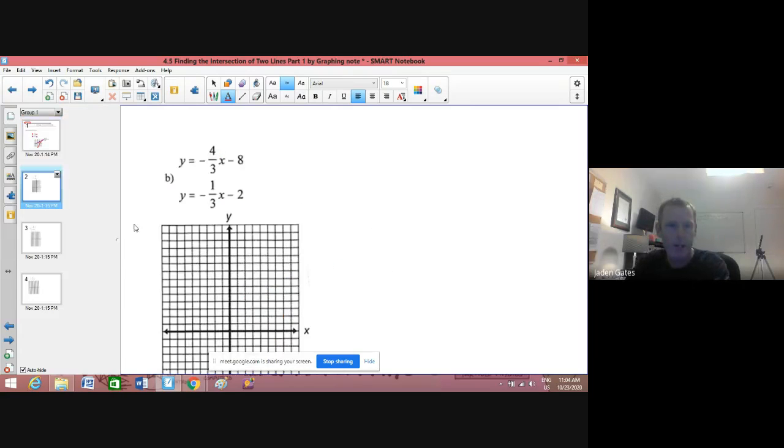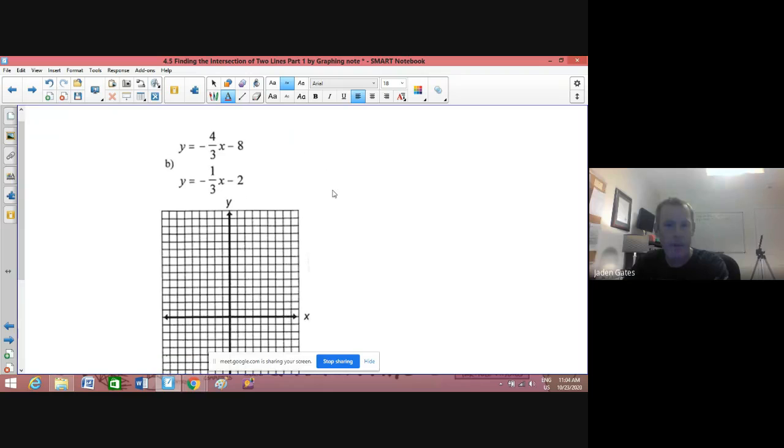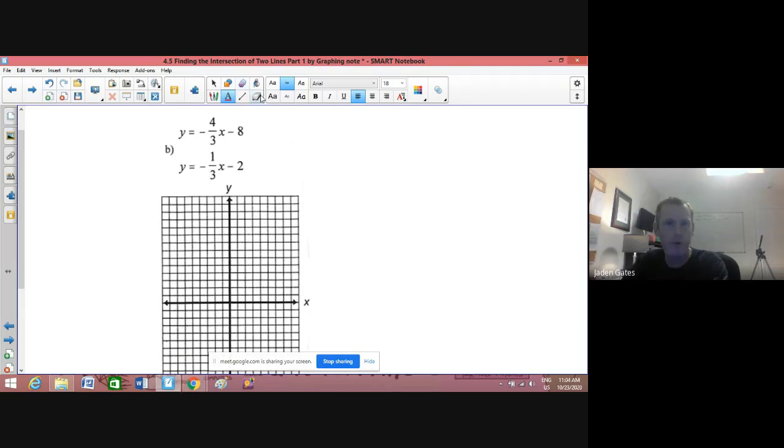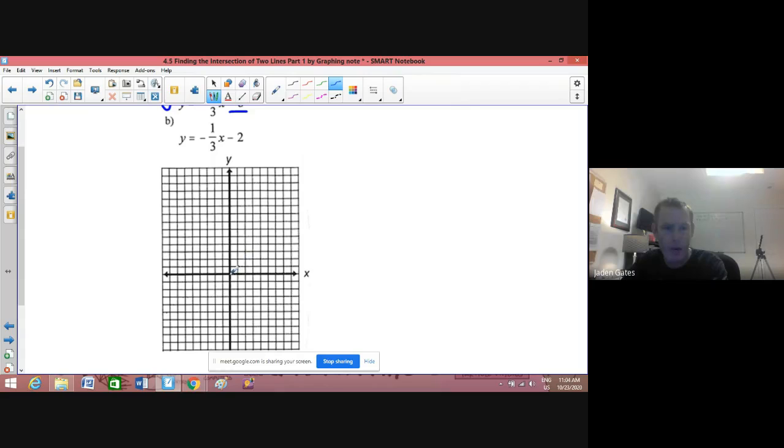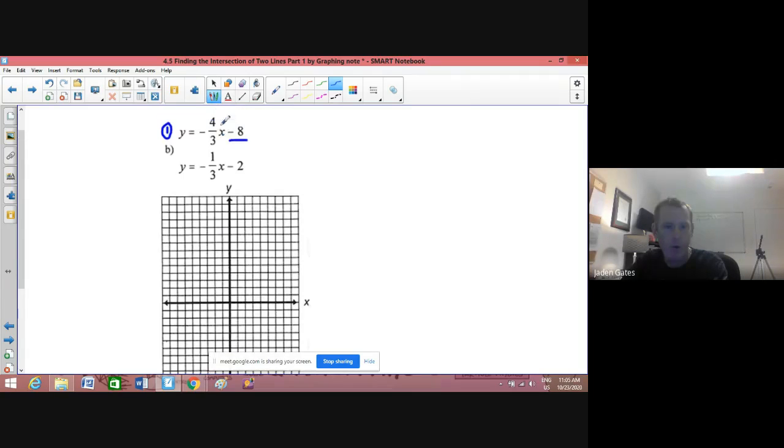All right, next up. Again, I have two lines. I'm going to find that point of intersection. So here's my line number 1. I'm going to graph it. Again, I'm going to use the y-intercept first. So I actually have to go down 8. 1, 2, 3, 4, 5, 6, 7, 8. Right there. My slope is -4/3.